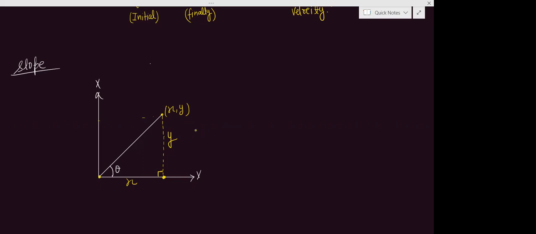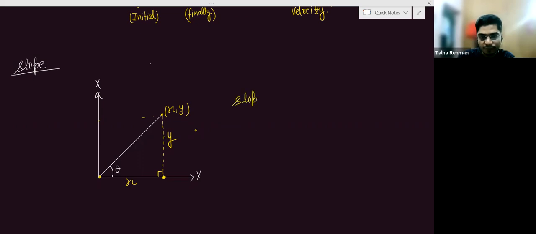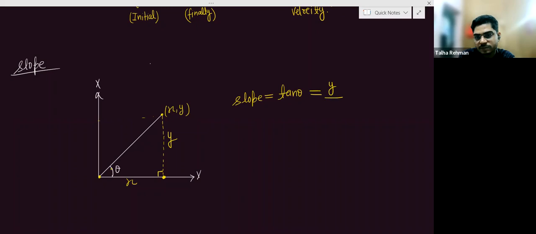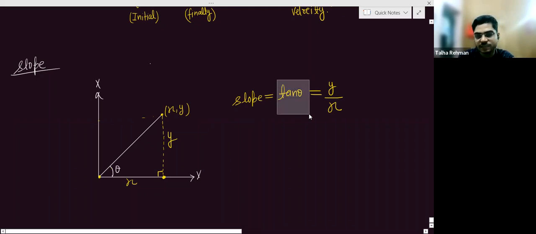Okay, so now for the slope, what do we do? We find tan theta. Tan theta will be the slope of the graph, and tan theta is given by the perpendicular of the triangle, or you can say the height of the triangle, divided by the base of the triangle. That will be y by x. This will be the slope. So if someone asks for the slope, you can say this is tan theta.